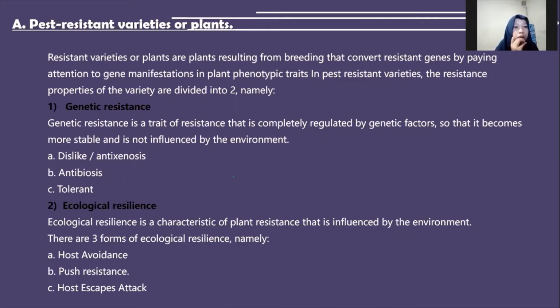One, genetic resistance. Genetic resistance is the trait of genetic factor, not the environment. A is like exogenesis, B antibiosis. C, ecological resilience is a characteristic of plant resistance that is influenced by environment. There are three forms of ecological resilience, namely A host avoidance, B host resistance, C host escape effect.